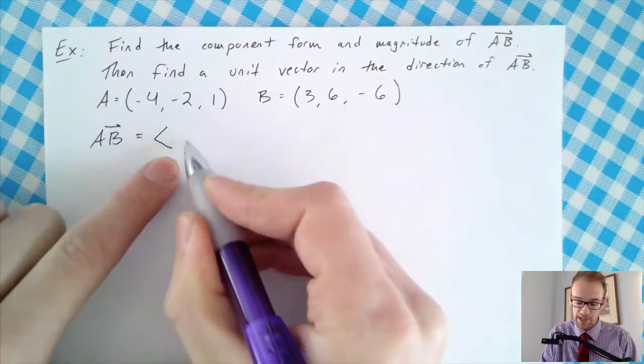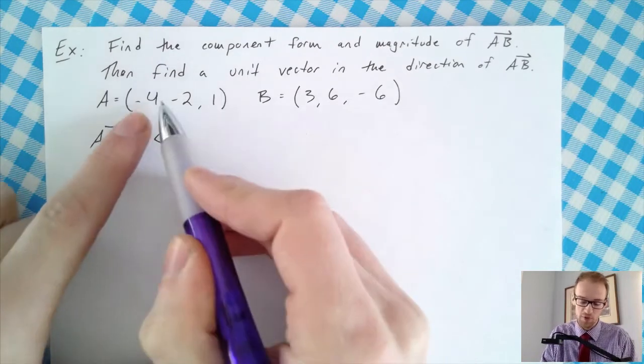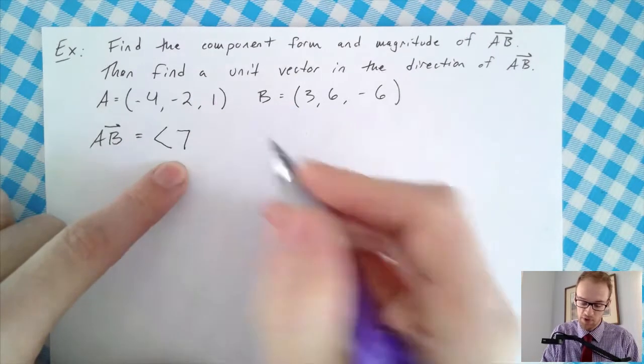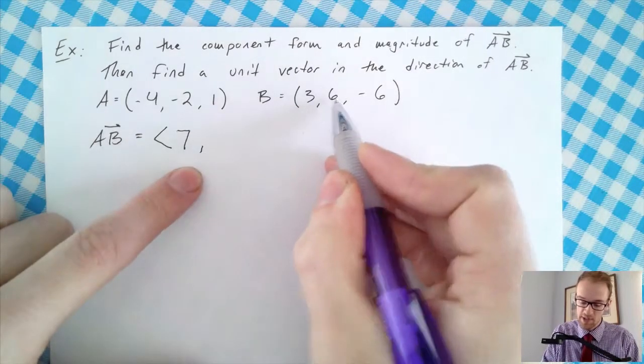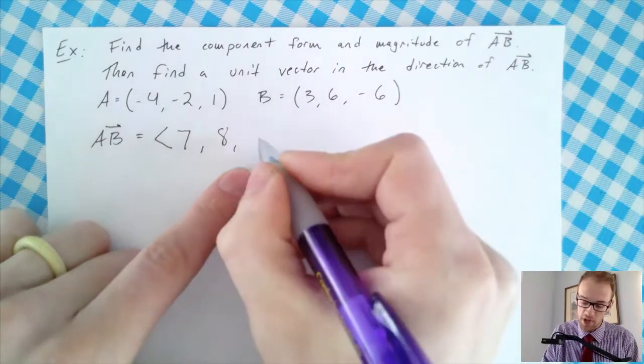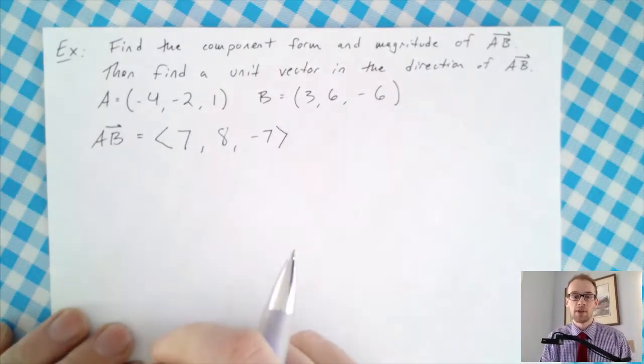The first component is how far this vector travels in the x direction. Well, from -4 to 3, it travels 7, right? Because 3 minus -4 is 7. In the y direction, 6 minus -2 is 8. And in the z direction, -6 minus 1 is -7. So there's the component form of our vector AB.